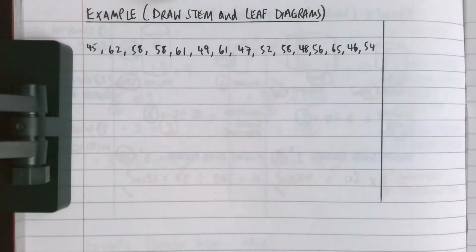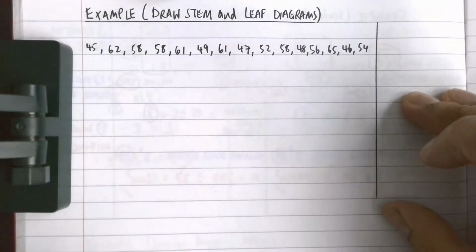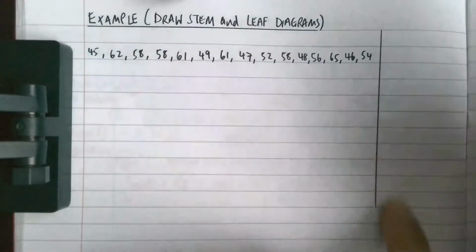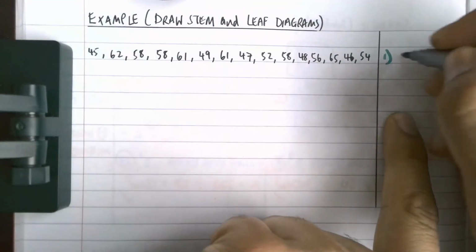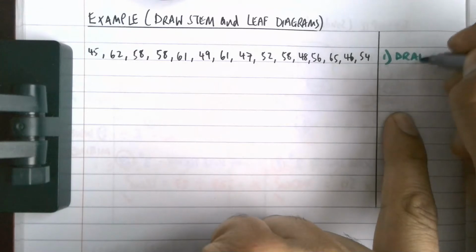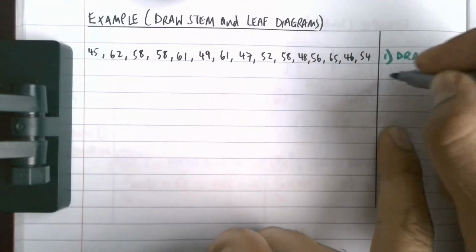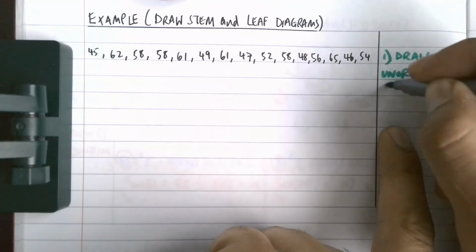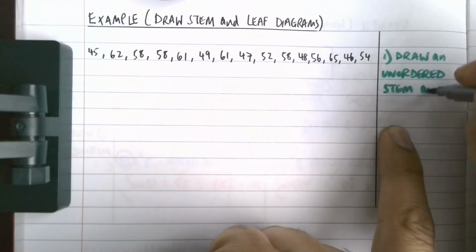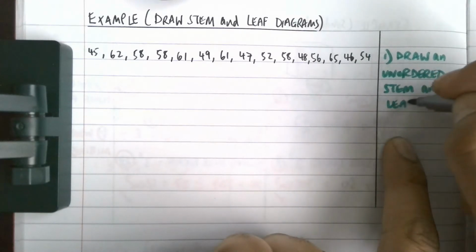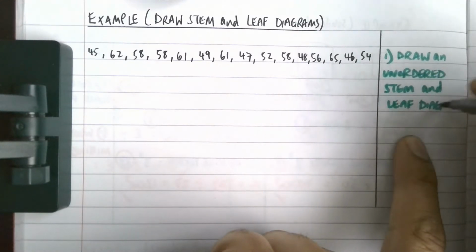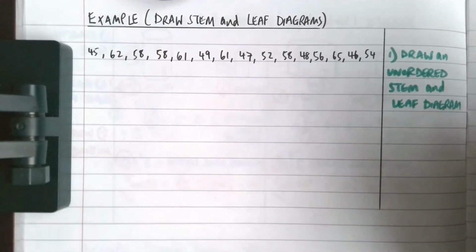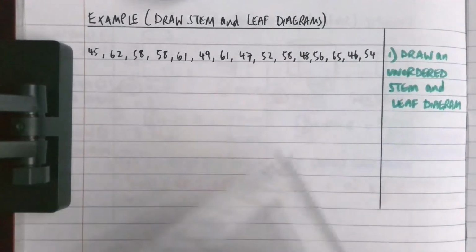This time we'll be drawing a stem and leaf diagram when the data is not ordered and we have to order it. So the first step when you get a problem like this will be to either order the data from smallest to biggest, or draw an unordered stem and leaf diagram. Now this depends on your preference. If you prefer to order the data to begin with, you can, but this method works out quite nicely.